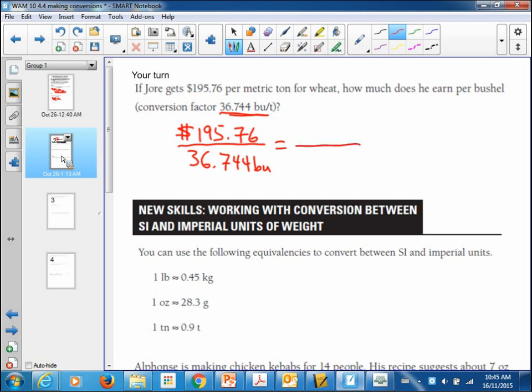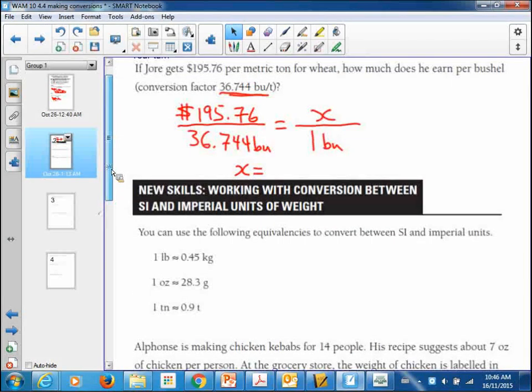You're wanting the dollars for 1 bushel. And you figure that out. That's the way you'd approach that one. Now, I'm going to leave that one. You can finish that off.